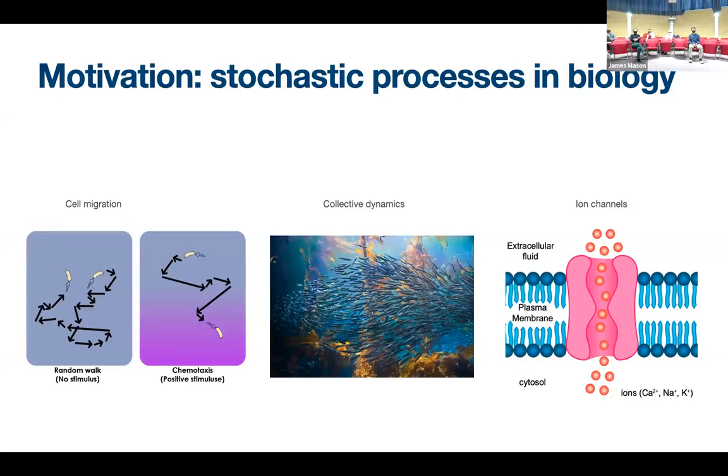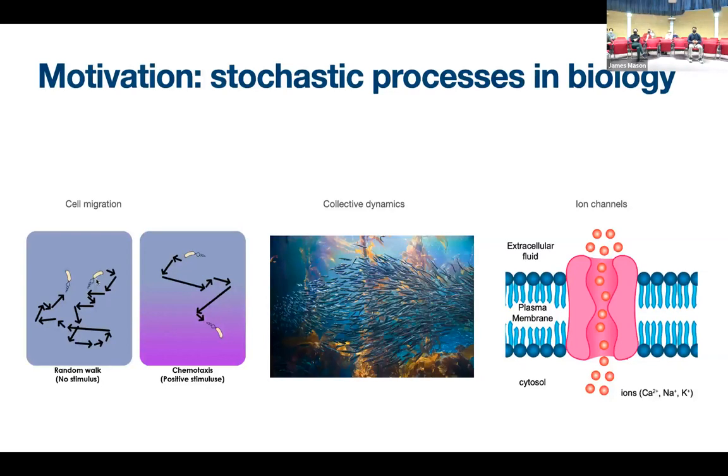Why look at a stochastic process, like the simple exclusion process? Stochastic processes are often found in biology, for example, the movement of cells. Here, an example is chemotaxis. We have a bacteria cell moving around, and with no stimulus, it has this run and tumble behavior. It's random motion. But if there's an external stimulus, some chemical, it will still move with some random behavior, but it will now be biased towards some given direction.